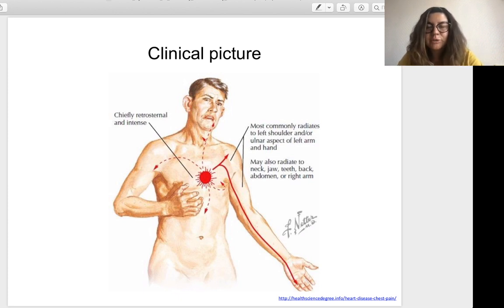More of it: this pain is not very long. It usually lasts 10-15 minutes, and it is stopped by rest of the patient or by using nitroglycerin sublingually.